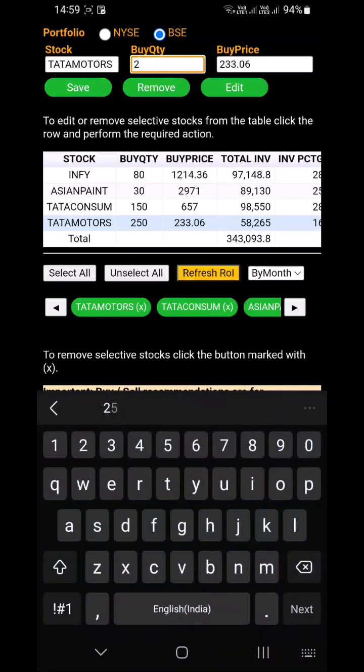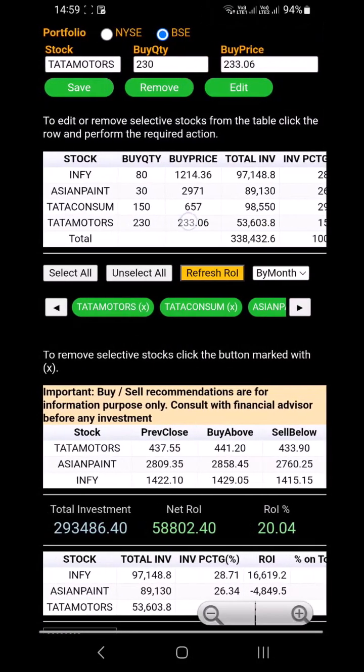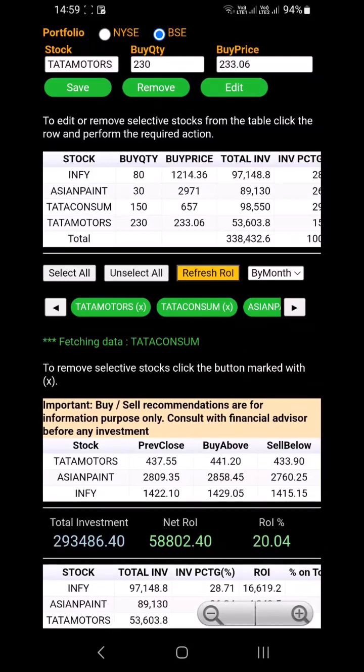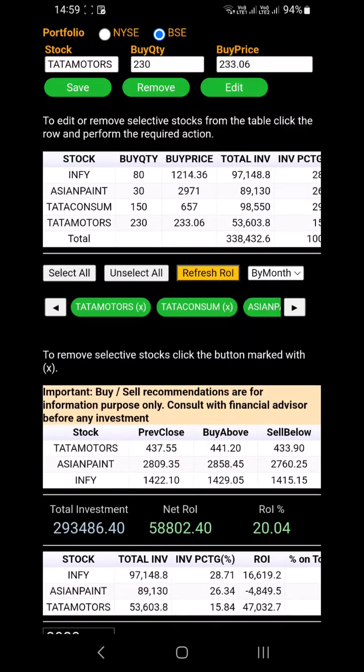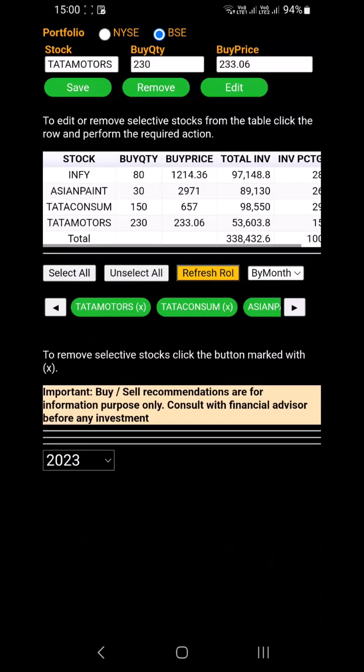You can see that the table shows the stocks in your portfolio along with the details on the total invested amount and the investment percentage for each stock. Select a row of stock from the table to view the visual charts that show the performance of each stock in your portfolio. Use the Select All or Unselect All buttons to quickly choose or cancel all the stocks in your portfolio with just one click.